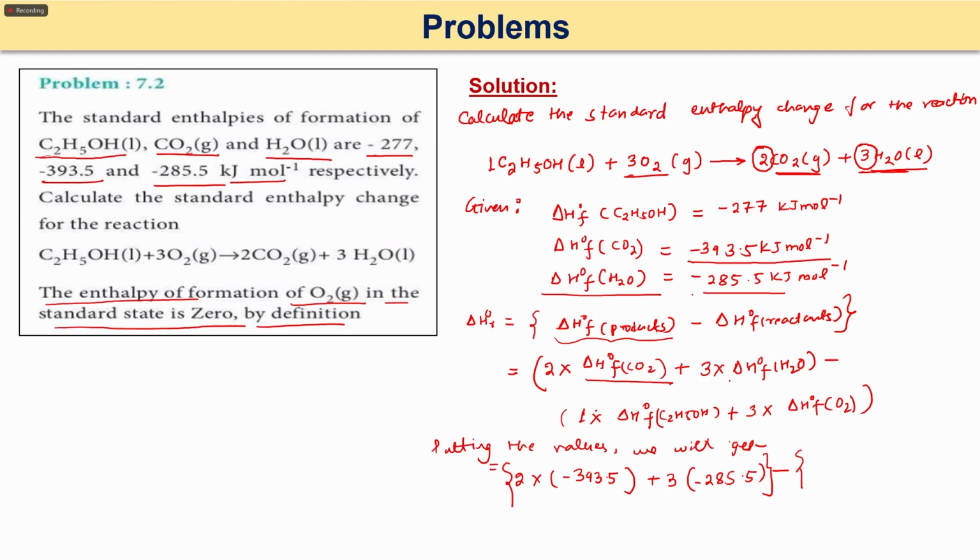Now 1 into, so 1 is nothing. Let us just put the value of the enthalpy of formation of ethanol, which is minus 277. Okay, now we have plus 3 into the enthalpy of formation of oxygen, which is nothing but 0. They have mentioned it over here that the enthalpy of formation of oxygen is 0. So 3 into 0 will be 0. So this term will become 0. And this will become minus 787.